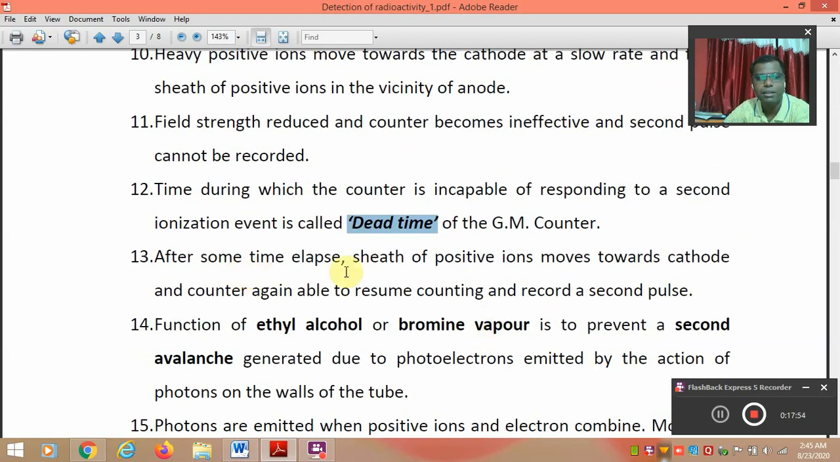After some time, the layer or sheet of positive ions moves towards the cathode, and the counter again becomes active. That means the counter is able to resume counting on the next event of ionization, and that's why it will be able to record the next pulse of current. So during the dead time it misses some events of ionization, but after some time it becomes active and starts to record the second pulse.